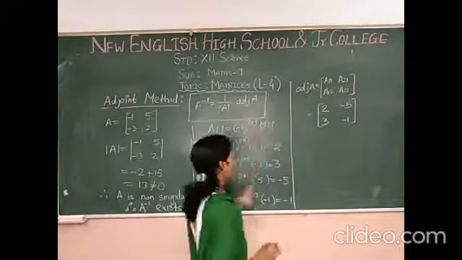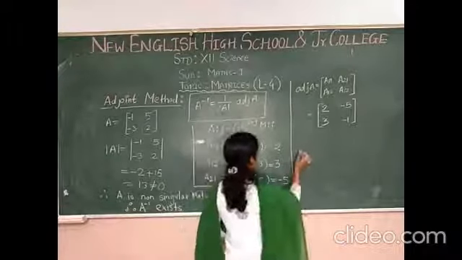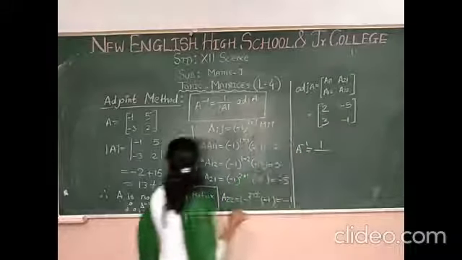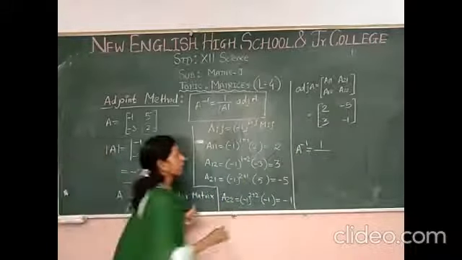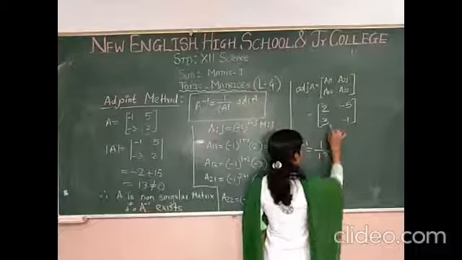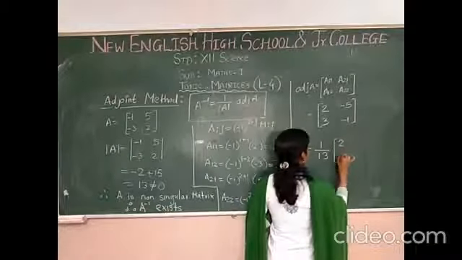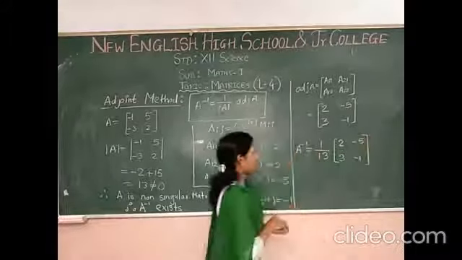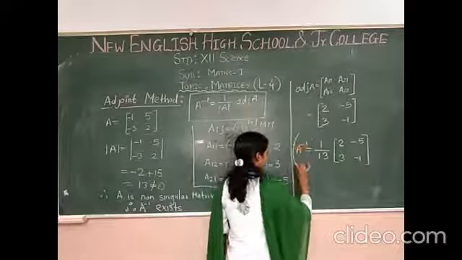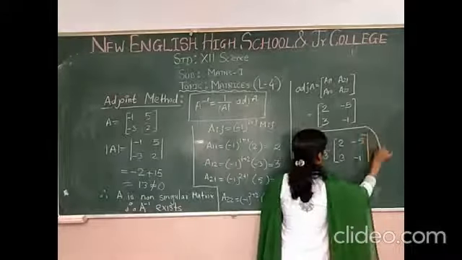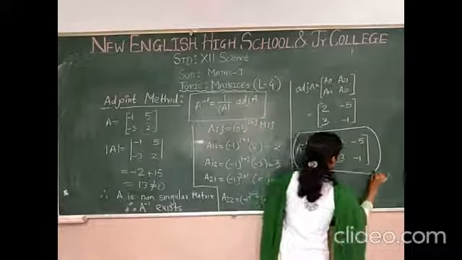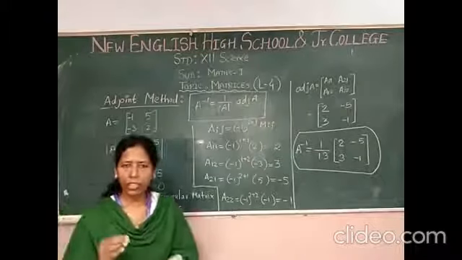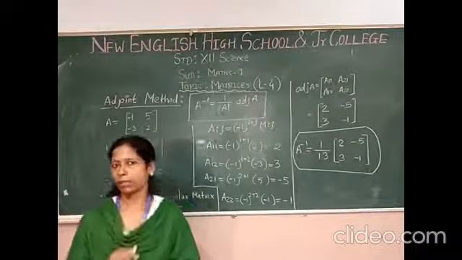Okay? Now I will write down its final answer, A inverse. Then A inverse is equal to 1 upon its determinant. Determinant is 13 over here, equals to 1 upon 13 into [2 -3; -5 -1]. This is our final answer. Please note it down. Just go through it. If there is any query, please do ask.